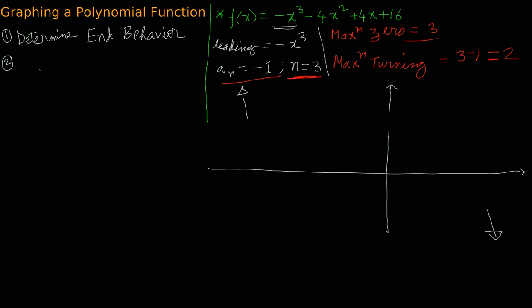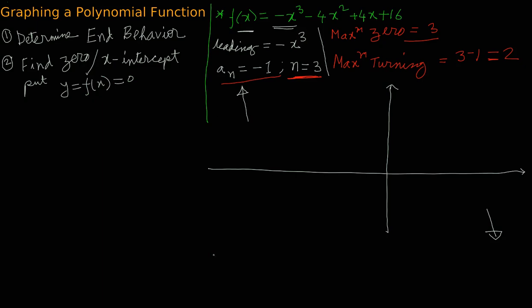Let us see step number 2: find the real zeros, find the zeros of the function. We know that finding the zeros of the function means finding the x-intercepts, and we know how to find the x-intercept of a function. We need to put y, which is equal to f(x), equal to 0. So we are going to put y equal to 0 in this equation.